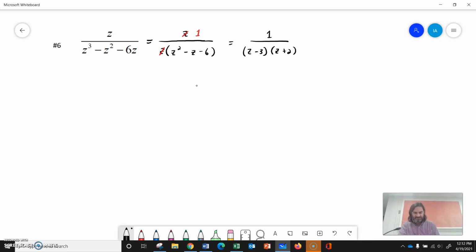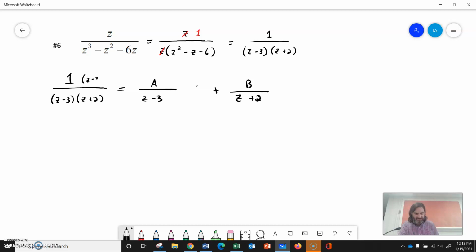So what do we need to do? We need to create our partial fractions to break this apart. So what will they look like? I've got two factors, a z minus 3 and a z plus 2. And both of those are to the first, so I just need a constant on top. I'll put A over z minus 3, I'll put B over z plus 2. Then I need to come back and figure out what A and B are.